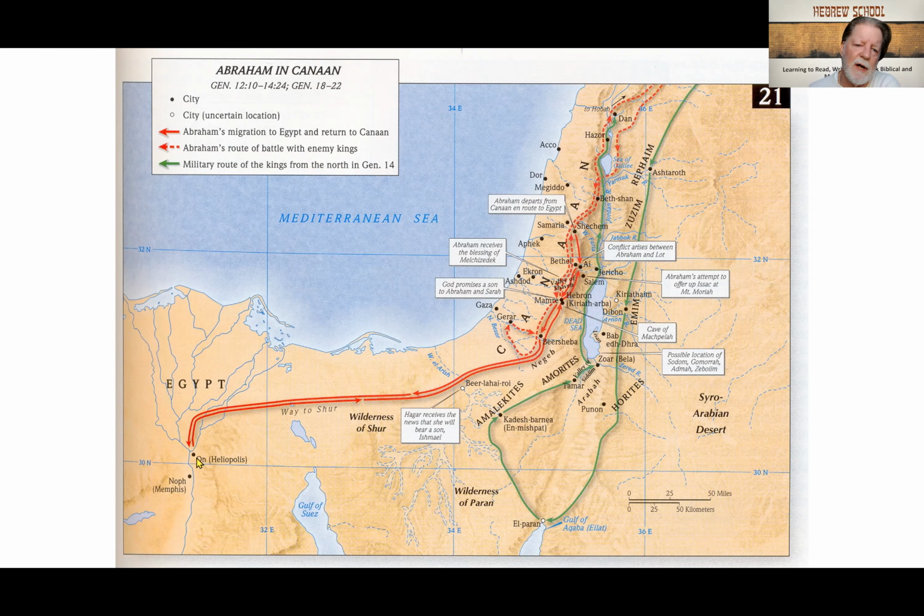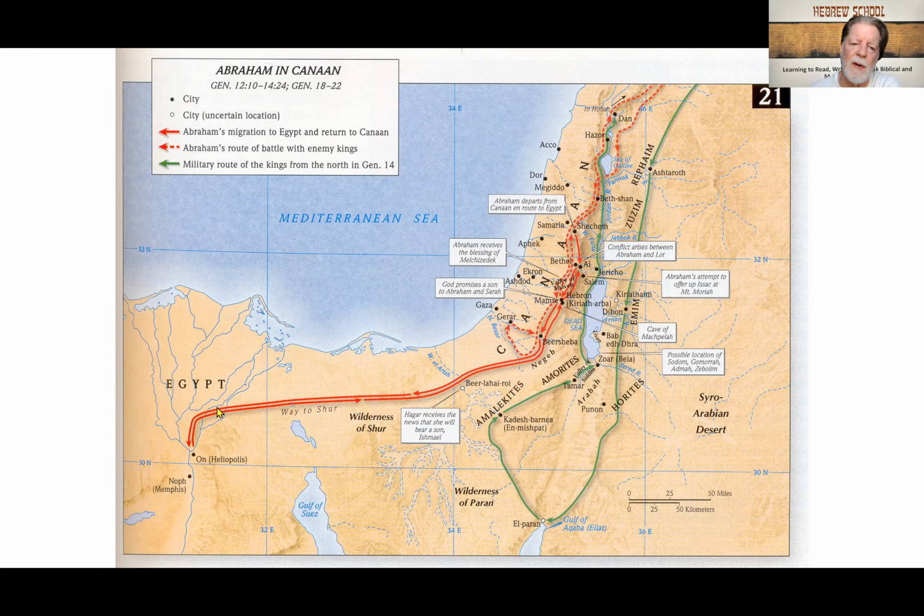So, of course, here's the Nile Delta, and here's the Nile River, kind of flowing north from Upper Egypt. This would be Lower Egypt, the Delta region. Here's Goshen and everything in connection with the Exodus. But I want you to notice the path here.